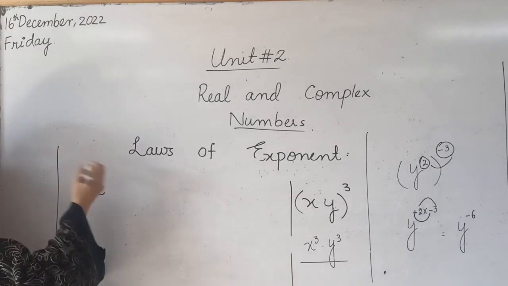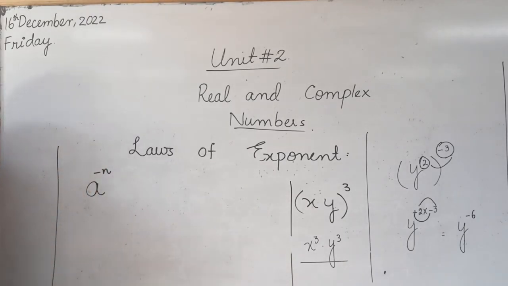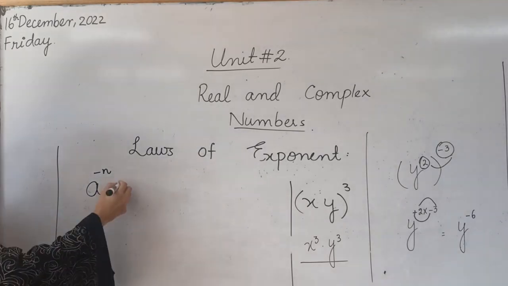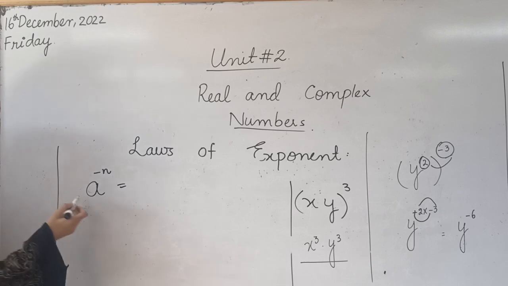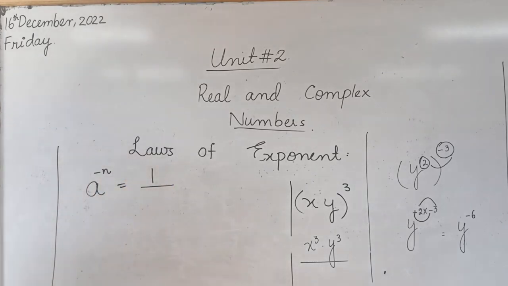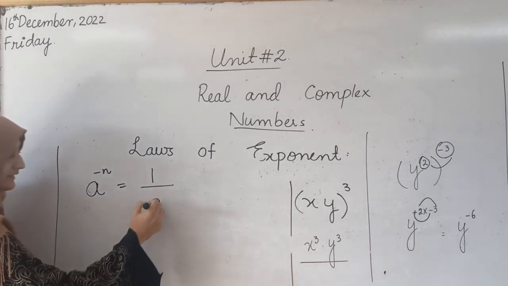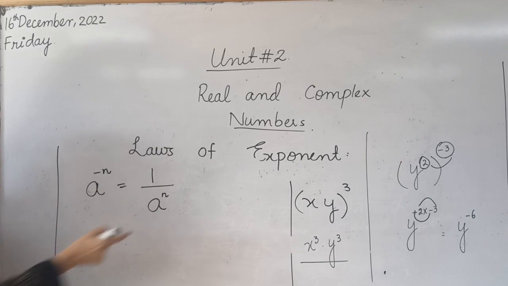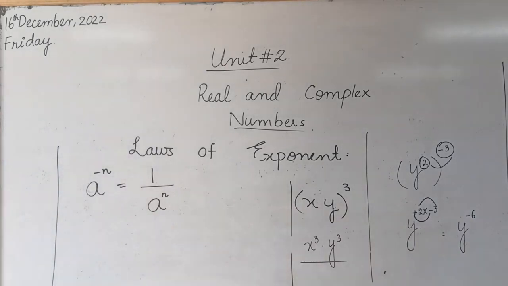having some number with a negative exponent, a raised to power minus n. Okay? Number having negative exponent. So what will we do? We will simply write it in the form of reciprocal, 1 over base with positive exponent. Now this exponent will become positive as we took reciprocal.